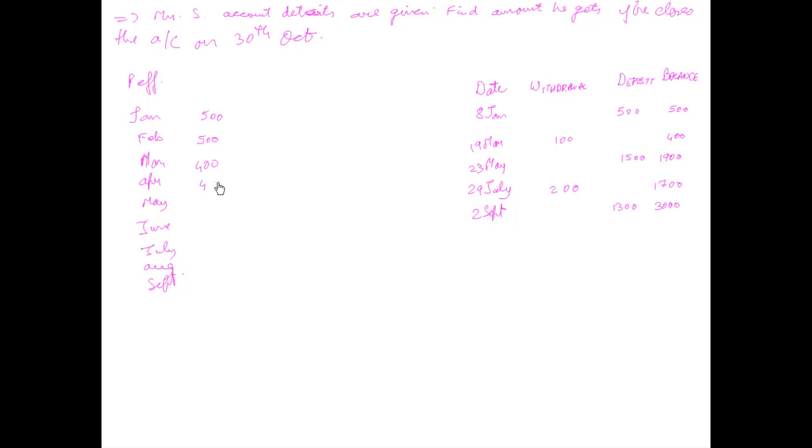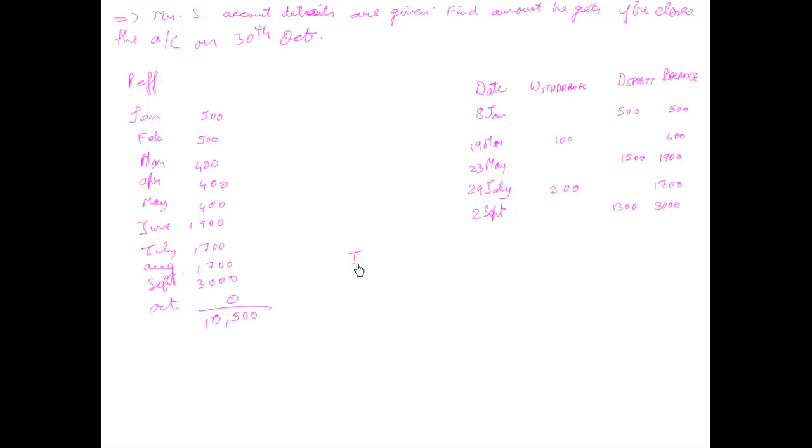May straight, so April will be 400, May would be, June 1 to 10th will be 1900 rupees. July again it's reduced, so we'll consider the reduced amount. August will be again the reduced amount, and September last will be 3000 rupees. October will be 0 because the person closed the account in October. That gives us the balance as 10,500 rupees, children.